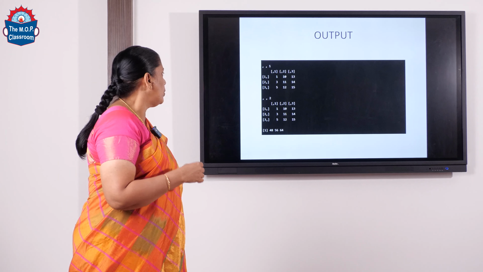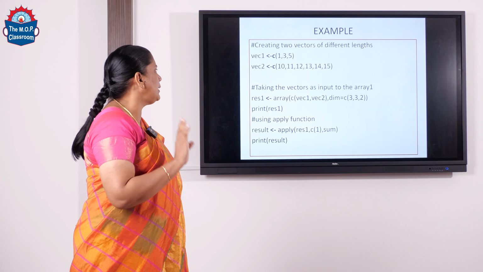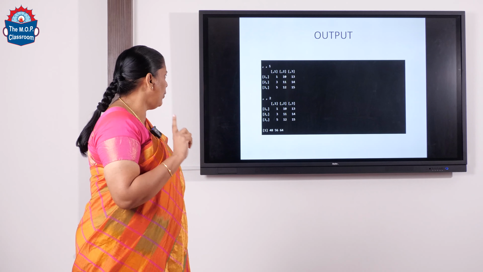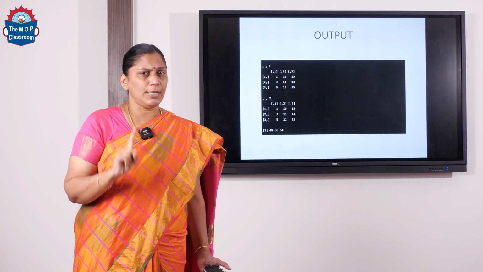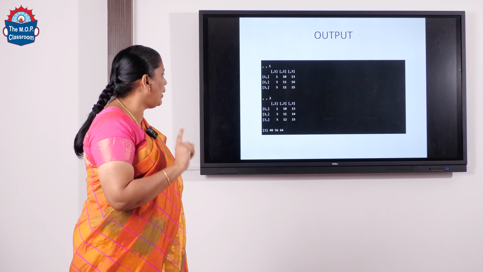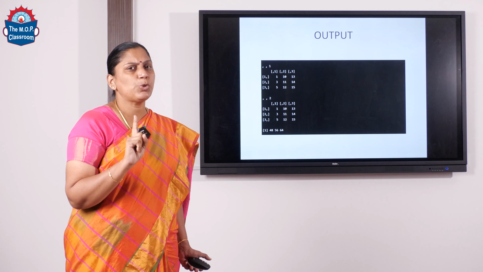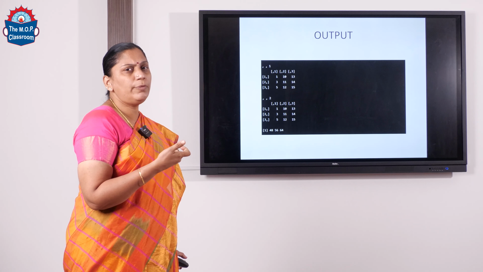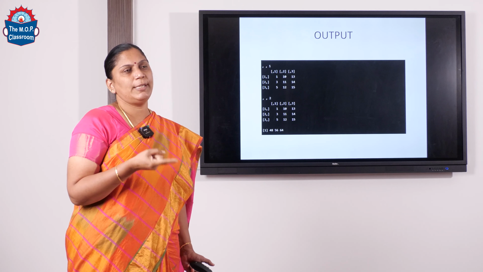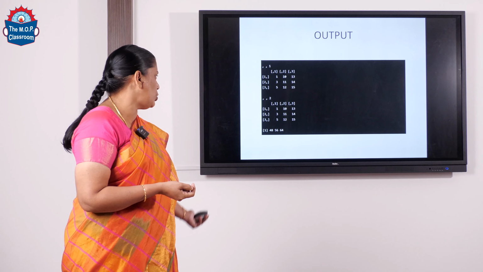Let us see. So the first output is what? The array is 1, 3, 5, 10, 11, 12, 13, 14, 15, twice. 2 arrays we are printing. So now, when you give the apply function, it is the row-wise summing. So row-wise summing means what? First row is 1, 10, 13. So add 1, 10 and 13. That is 11 plus 13, which is 24. You add the first row of the second array, 1 plus 10 plus 13, 24. So first row sum is 24 and the second array's first row sum is 24. As a result, the entire sum happens to be 48.